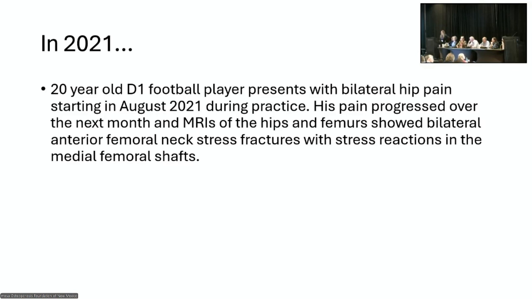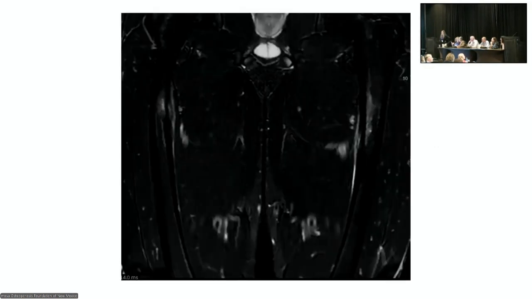His pain progressed over the next month, and MRIs of the hips and femurs showed a pretty extensive bony edema. He had bilateral anterior femoral neck stress fractures, as well as stress reactions in the medial femoral shafts. Because his MRI was pretty impressive, I included it here. The femoral necks are not particularly well visualized in this view, I apologize, but you can really see the amount of edema, especially in the periosteum on both sides, left greater than right. His left side was more painful.